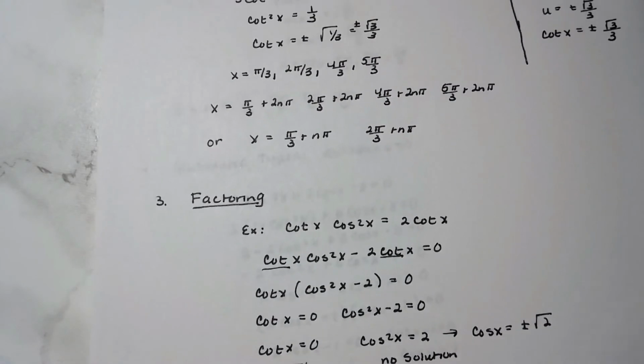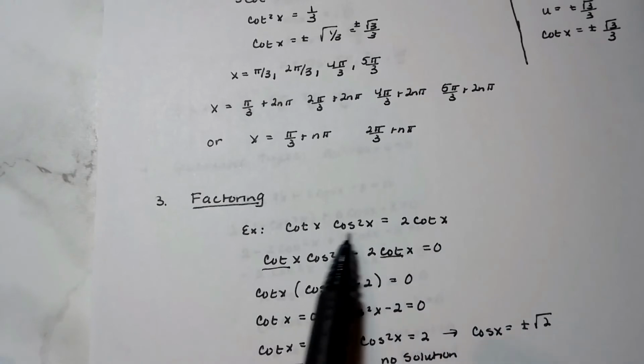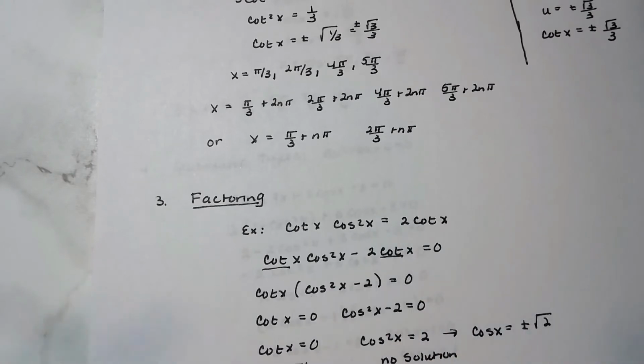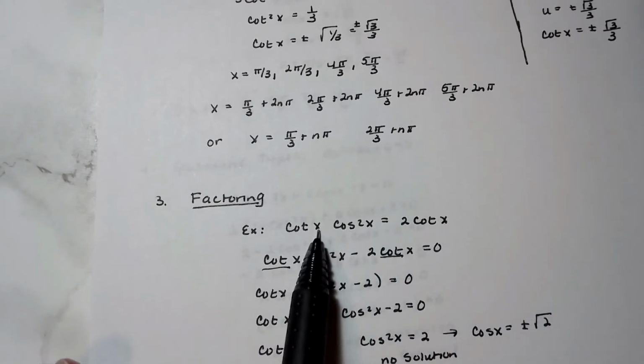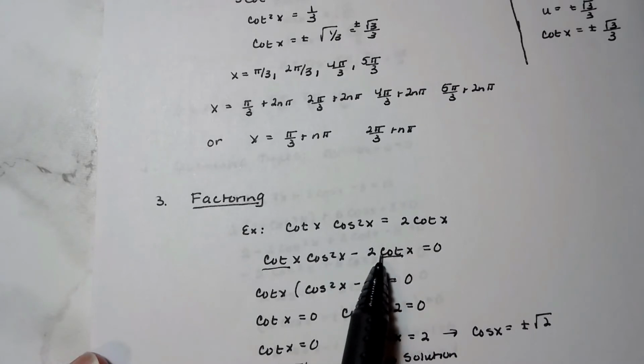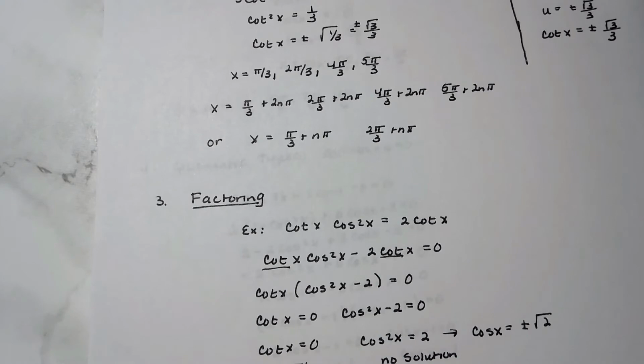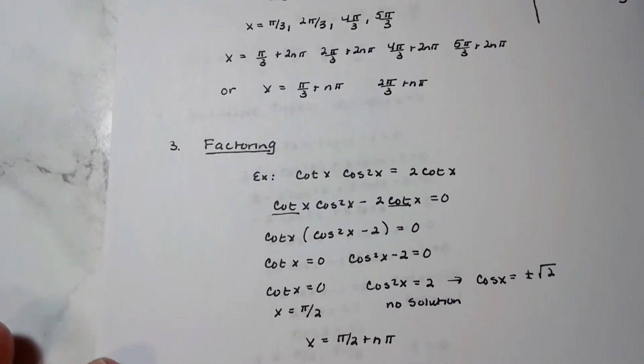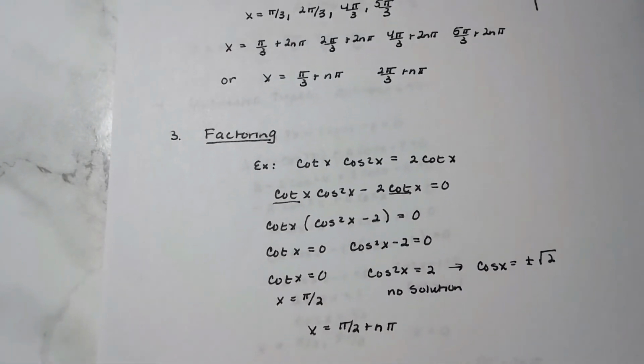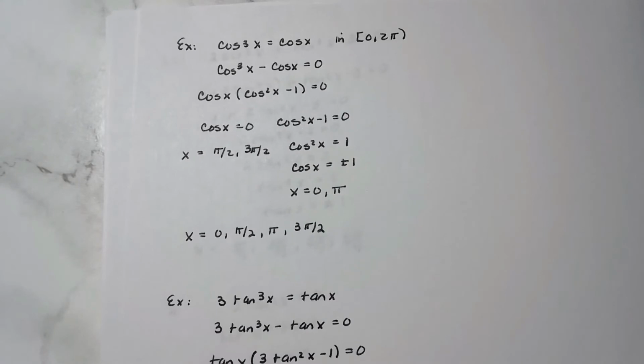So again, I had 2 different trig functions. I had to collect like terms, so this was kind of a multi-step problem. I collected the cotangents over to one side, I factored a cotangent out, and then at that point I could set each one equal to 0 and solve for x. Here's another one. Now this one has an interval stated.